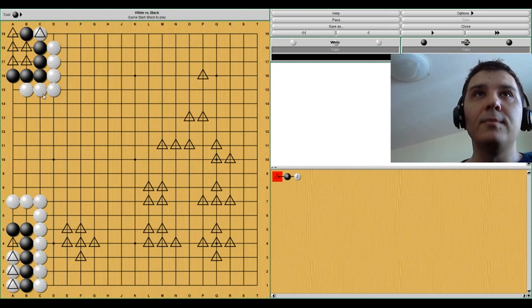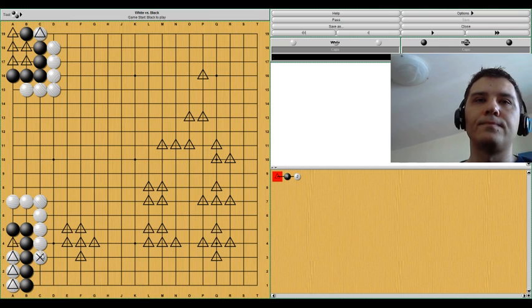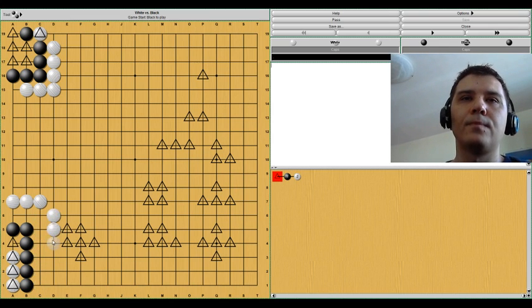We can extend this a little bit. Let's put the black stones a little bit on the outside.